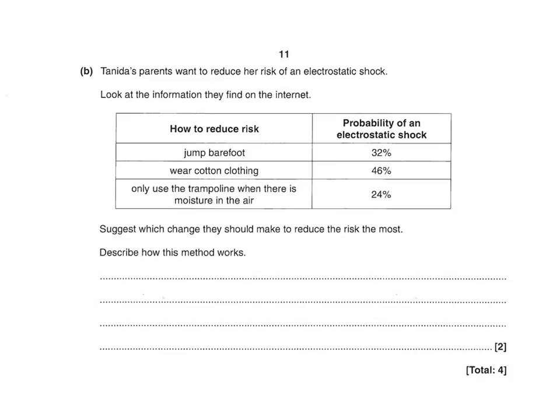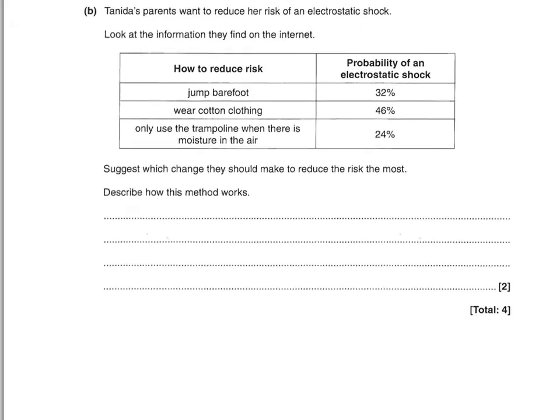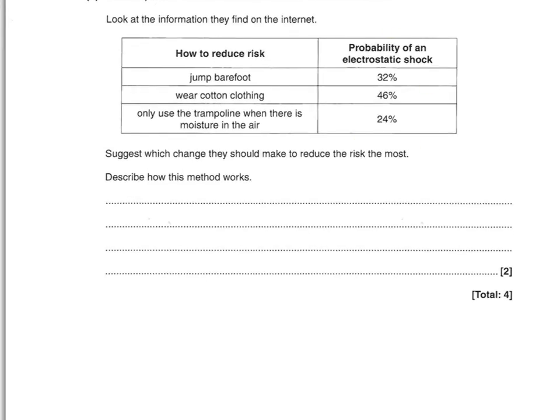So, last question. Tanida's parents want to reduce her risk of an electrostatic shock. Look at the information they found on the internet. There's some information on the probability of electrostatic shock and how to reduce the risk. Suggest which change to make to reduce the risk the most. Describe how this method works. The method that has the lowest probability is the one that's going to reduce the risk the most. Putting this down as your answer is going to get you the first mark: only use the trampoline where there is moisture in the air. The second mark is saying how that works. You can say that moisture conducts, or the static can't build up.